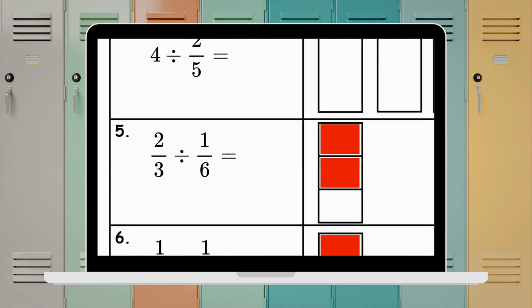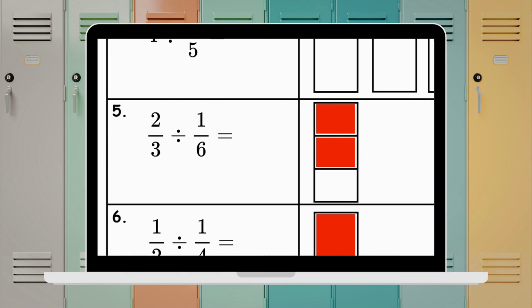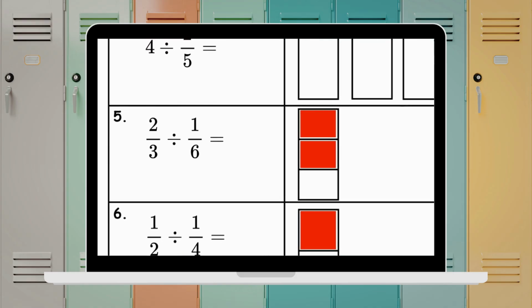Let's look at number 5 because now we're going to divide a fraction by a fraction. So we're doing 2/3 divided by 1/6. We can see we already have our 2/3 right here, with the 2 red squares. Remember, we're getting 2 out of the 3 pieces total. So 2 out of the 3 pieces total is showing us 2/3. And then divided by 1/6. So I want to know how many sixths fit into 2/3.